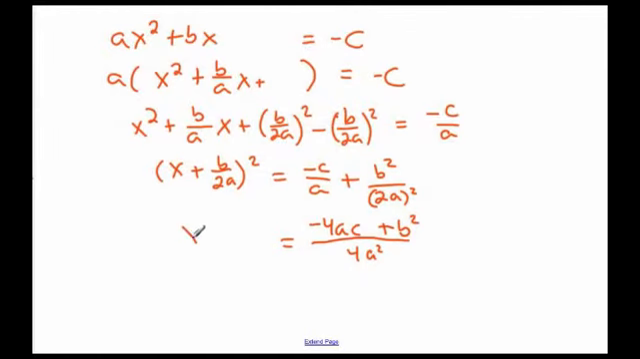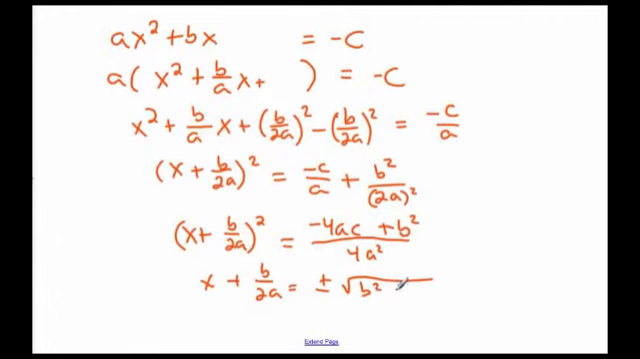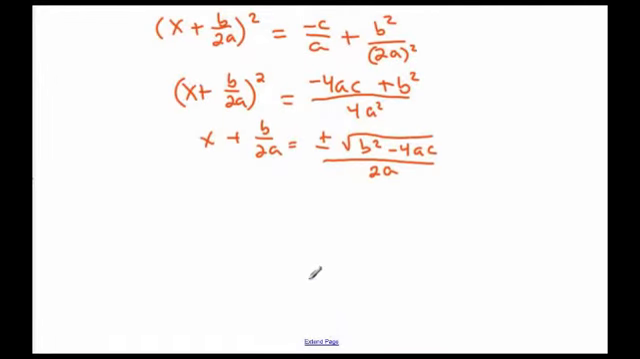And on the other side we still have x plus b over 2a squared, and now we'll apply the square root. And when we take the square root, we have to consider both positive and negative options. So we have x plus b over 2a is equal to plus or minus, and we'll take the square root of the top here, which is going to be the square root of, and it should be now looking pretty familiar, b squared minus 4ac, and the square root of 4a squared is going to be just 2a. It starts to make things look a lot easier to work with.